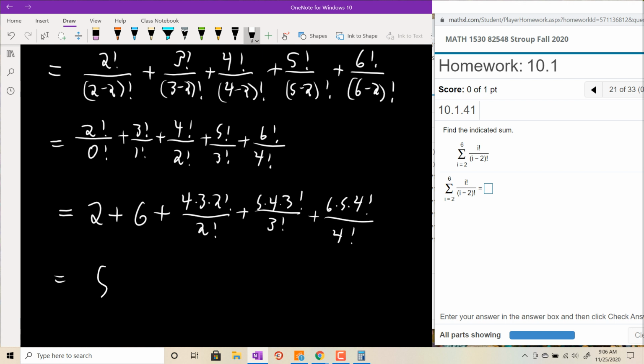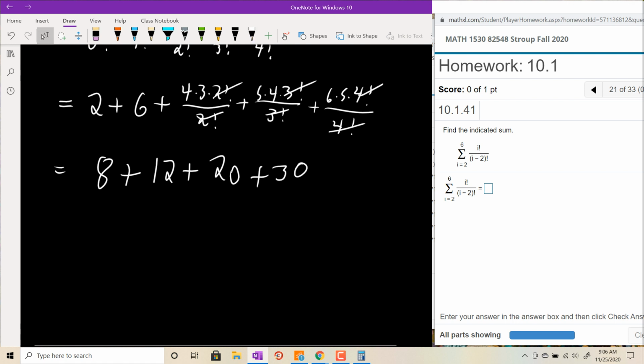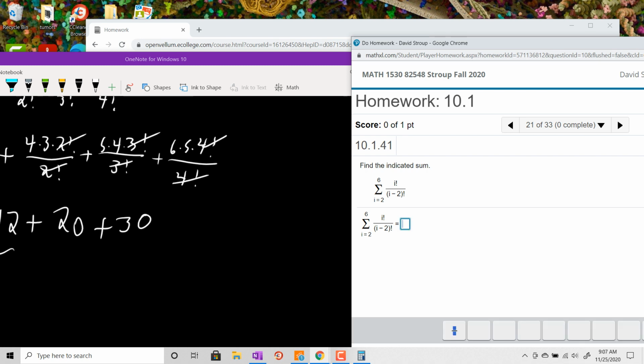All right, so you get 8, 2 plus 6 is 8, plus the 2s are gone, that would be 12, plus the 3 factorials are gone, that would be 20, plus the 4 factorials are gone, that would be 30. Okay, so this is 20, plus 20 is 40, 70. And for some reason, my computer is freaking out on me. It's just too much. I can't handle it. 70.